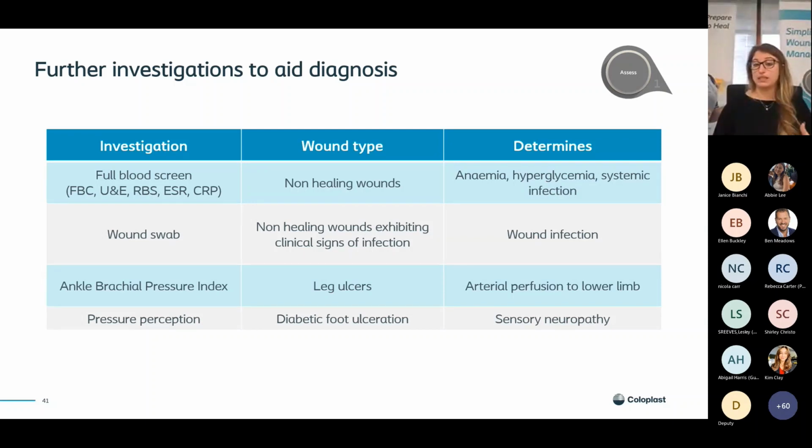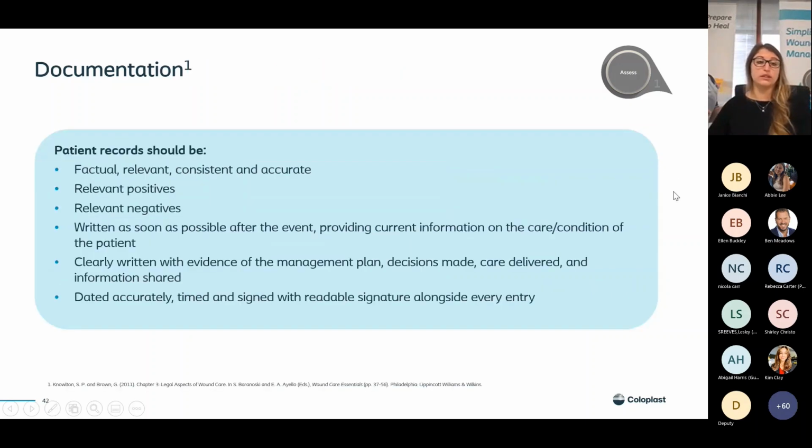But you can also do your pressure perception. So patients with diabetic foot ulceration, you need to see what their feeling is like and whether they've got pulses, how warm their foot is, what that foot is looking like, as in what colour is it? Is it looking dusky? So all of these investigations can also help you aid your diagnosis along with the questions on the previous slide.